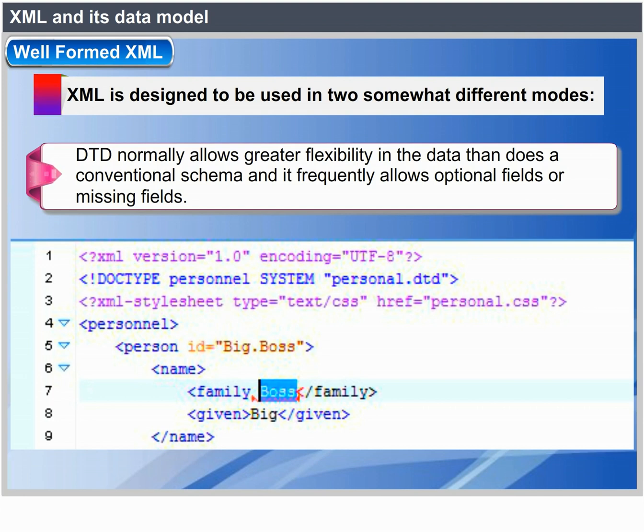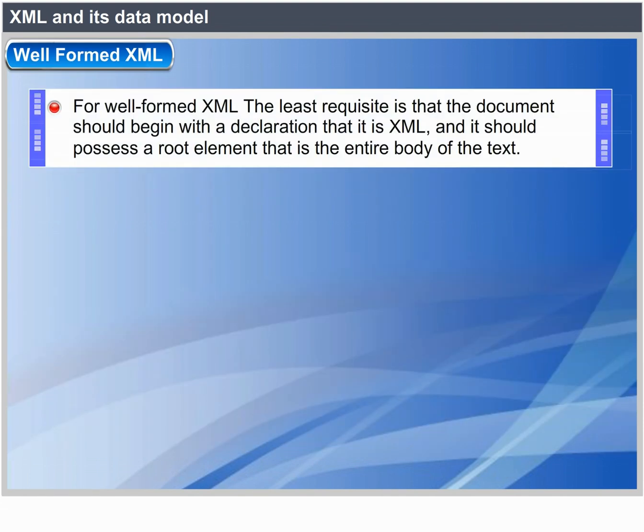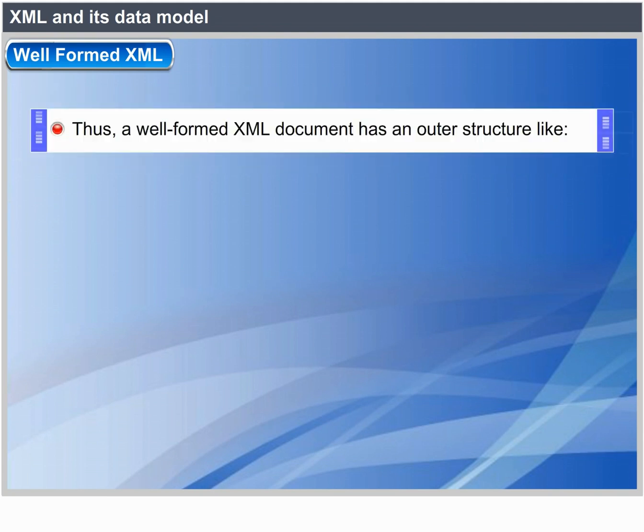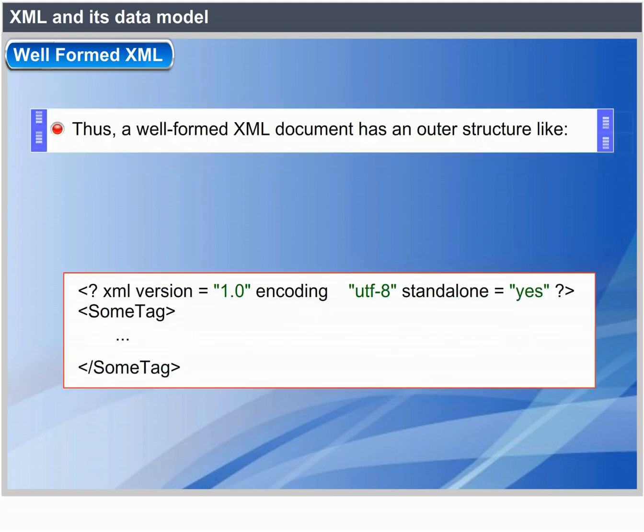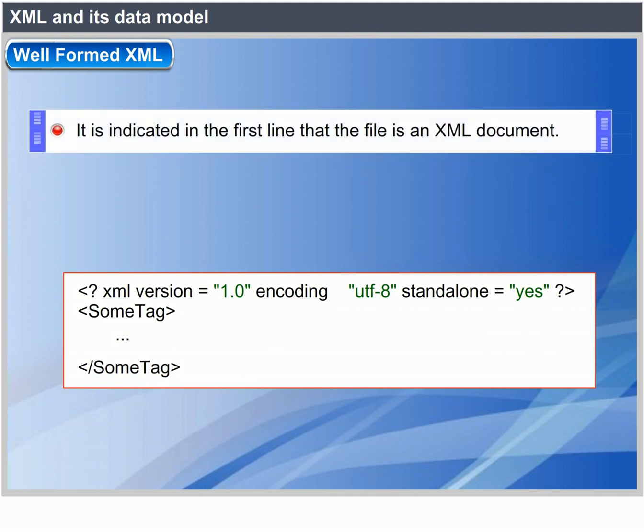For instance, the minimal requirement for well-formed XML is that the document begin with a declaration that it is XML and that it have a root element, that is the entire body of the text. Thus, a well-formed XML document would have an outer structure like the following. The first line indicates that the file is an XML document.